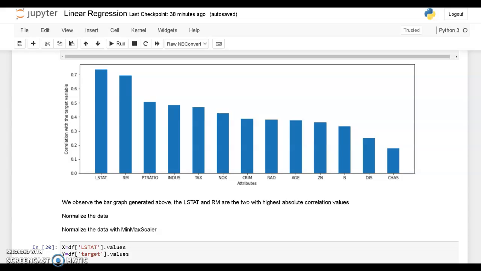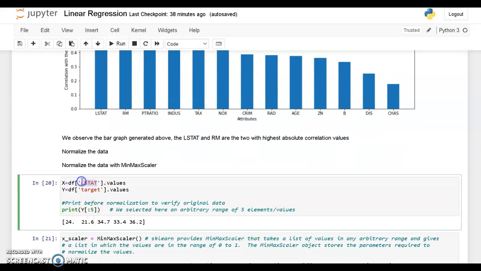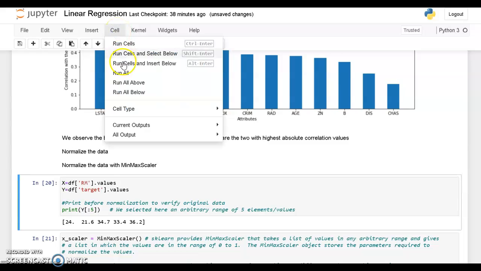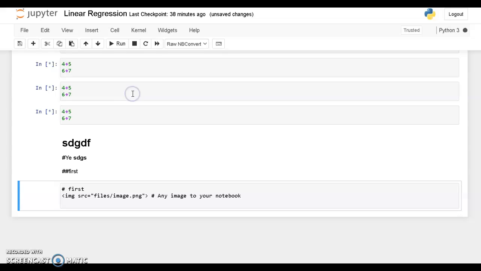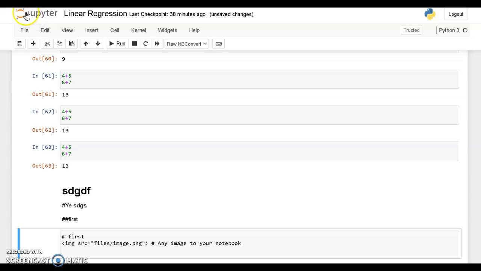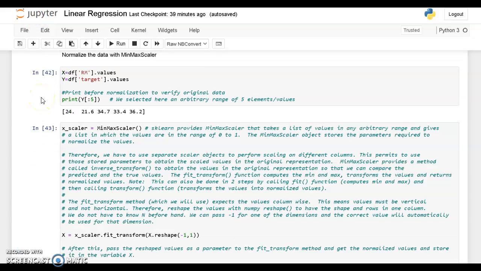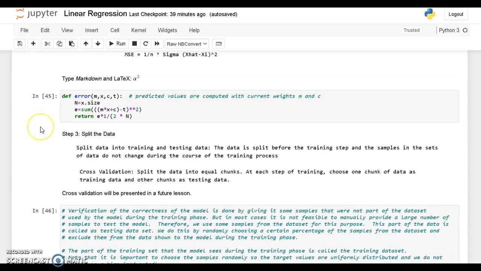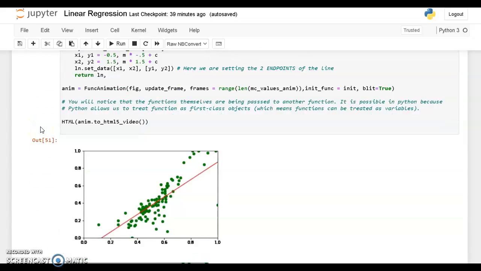If we want to observe for the other attributes how they are correlating with the target, let's take the next one, RM. So we only have to change here the RM variable, and we just run it with cell run all below. So everything is going to run, and we'll see the results in a bit. Okay, so now everything has run. Let us see our graphs.